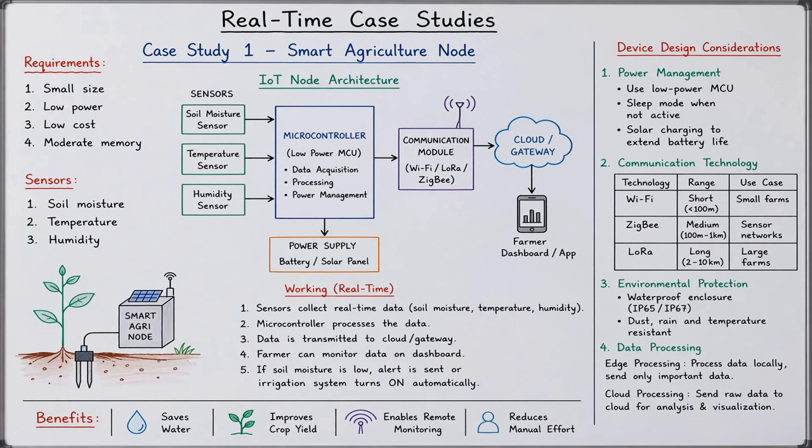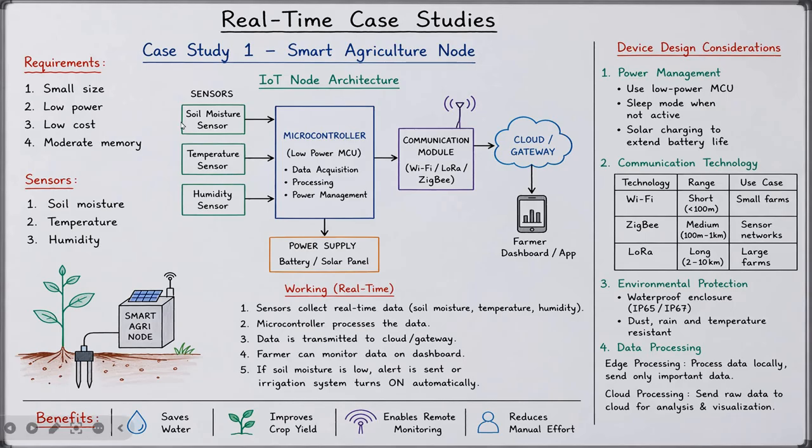Second is the low power, where the devices usually run on the batteries or the solar power, so they must consume very little energy to work for long periods without maintenance. And coming to the low cost, farmers need multiple sensors across the field, keeping the cost low, which ensures wider adoption and better coverage. And the moderate memory is where the device needs enough memory to store the sensor readings temporarily, but very high memory is not required since the data is often sent to the cloud.